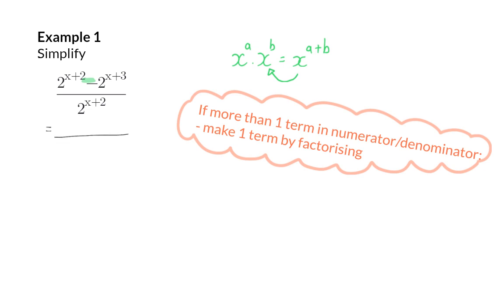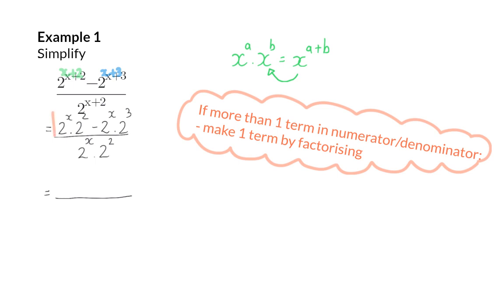The first term in my numerator is 2 to the power of x plus 2, and I'm going to rewrite this as 2 to the power of x times 2 to the power of 2. For my second term, I'm going to repeat this and write 2 to the power of x times 2 to the power of 3, and also do this in the denominator, and this will become 2 to the power of x times 2 to the power of 2. This step helps us to easily identify the type of factorization.